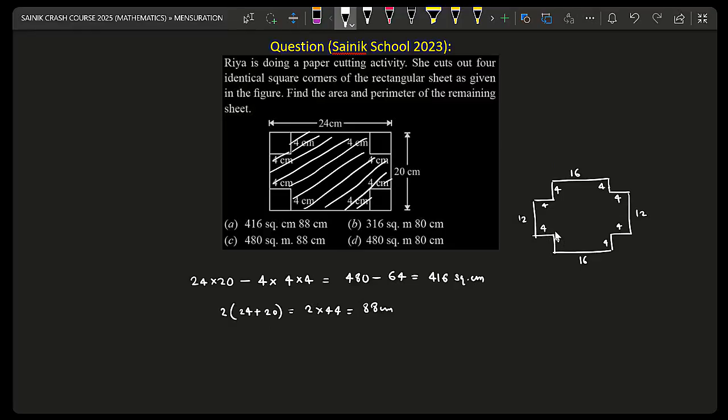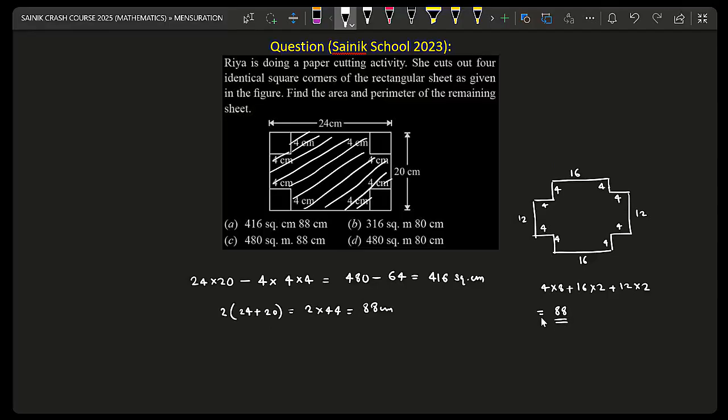So 4 repeated how many times? At every corner there are 2, 4 twos are 8. So 4 into 8 plus 16 repeated 2 times and 12 repeated 2 times. So this also will give you the answer. That is 32 plus 32, 64. 64 plus 24 is 88. So you can see that we got the same answer. But this is not the suggested method.